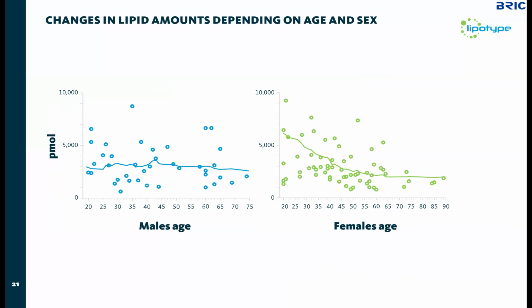Speaking of age and sex-dependent variation, among many other things, we found that the lipid content of the skin is changing with age in females. As you see on this slide, there is a continuous drop in lipid content in women, while in men, it remains pretty stable and constant at a lower level across all age groups in the study.